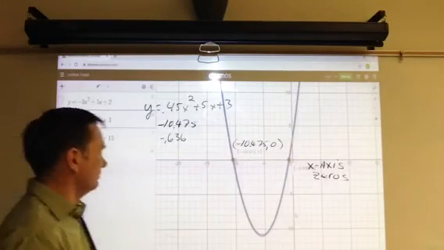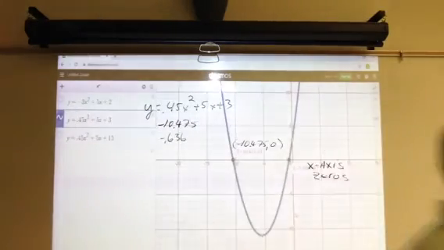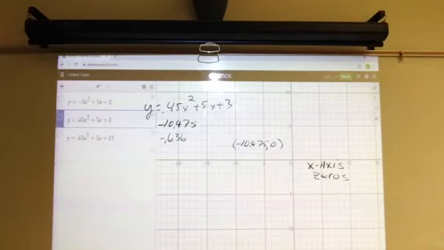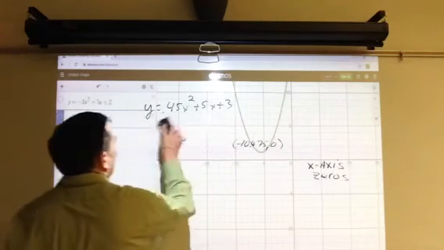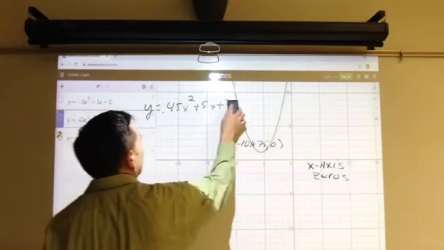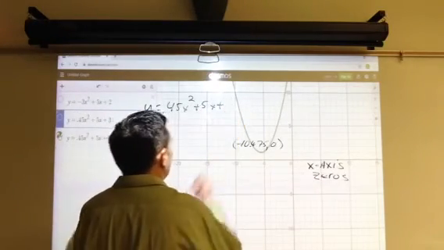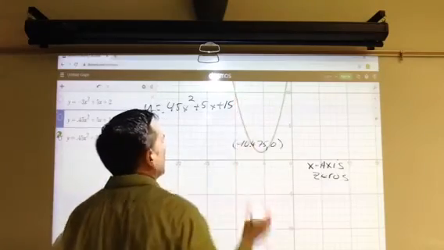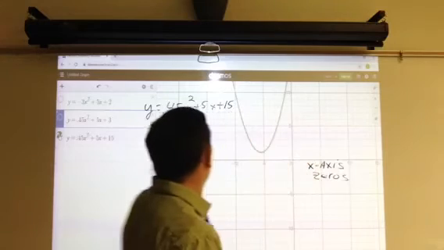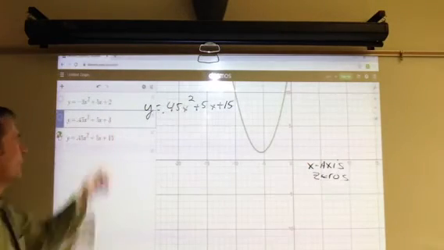Our last problem, we're going to see something different. This problem, look what happens. This one has the same A value, B value, but my C value is 15. What I did here, I kind of just moved my graph up 10 or 12 units from what it was before.